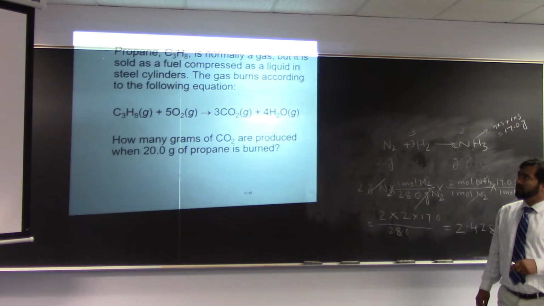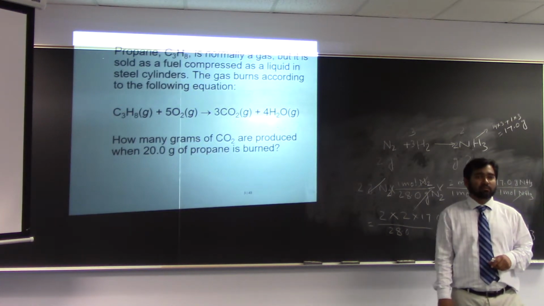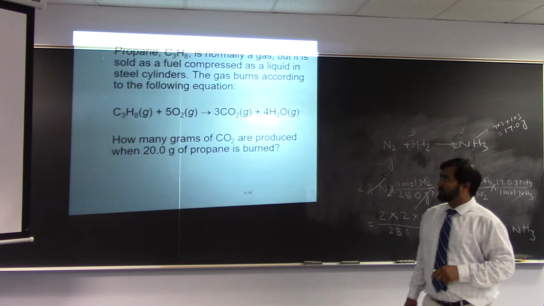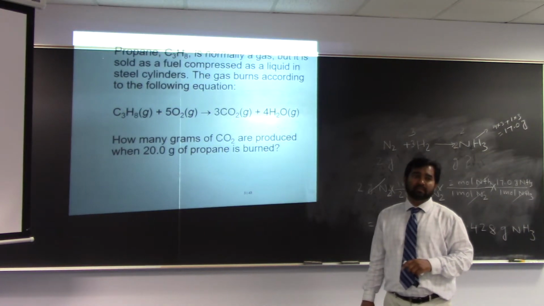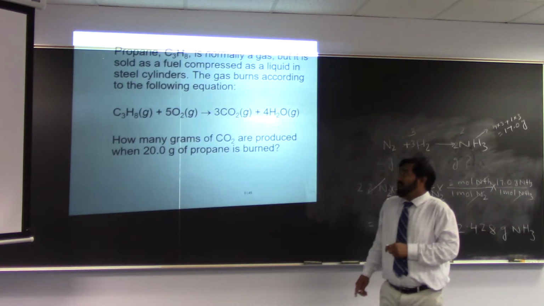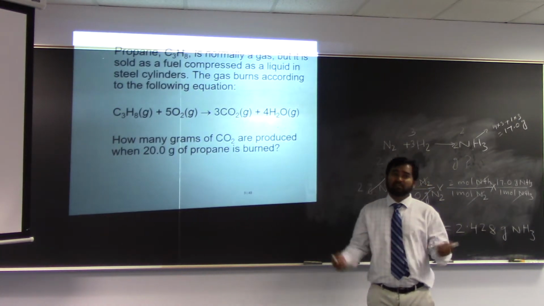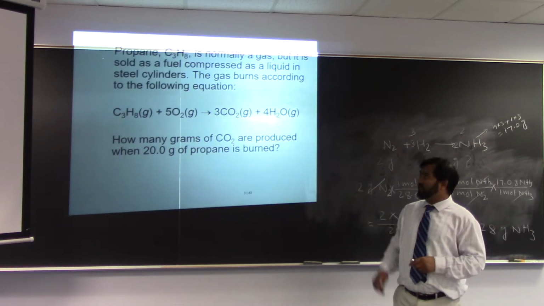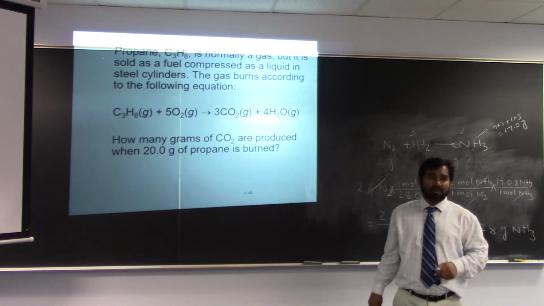Propane is given in grams, and you're calculating carbon dioxide. Which one is A in the formula? Propane is A, carbon dioxide is B. Instead of carbon dioxide, it might ask about oxygen: how much oxygen reacts in this reaction with 20 grams of propane?